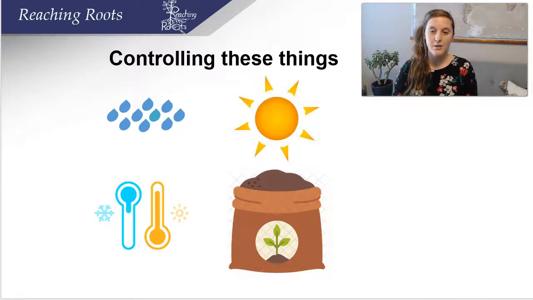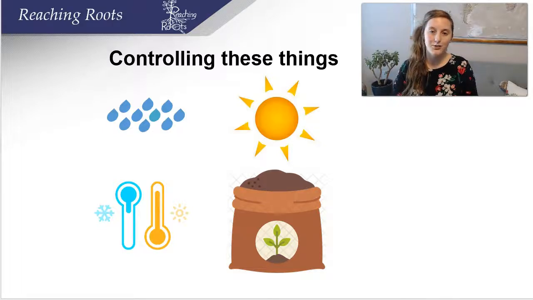Affecting the amount of water is easy with your houseplants, but it's harder if you're growing a plant outside because you can't affect when it rains. Same thing goes for the sun. You can plant your plants in the shade or in the sun, which does affect that. But if you have a plant that's growing in an area that's not getting enough sun, you can't go out there and provide more sun for it. That's why we use greenhouses.